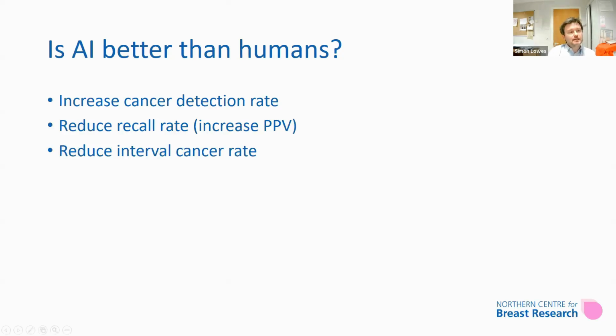So if we're going to use AI techniques, we need to make sure that it's a benefit. So what ideally we want is at that time of screening for it to increase our cancer detection rate, to overall reduce our recall rate. Yes, we want it to increase the number of cancers we bring back, but ideally we want it to reduce the number of false positives. So we want it to increase our positive predictive value. And hopefully in doing that, we'll reduce our interval cancer rate.